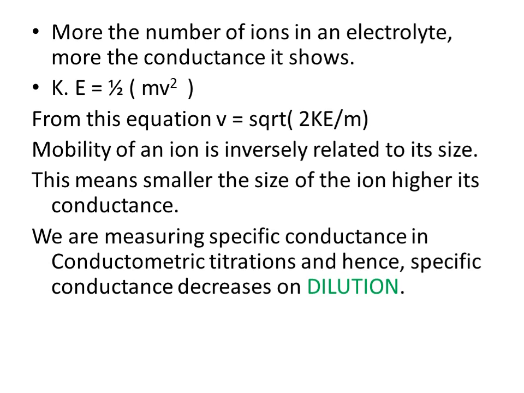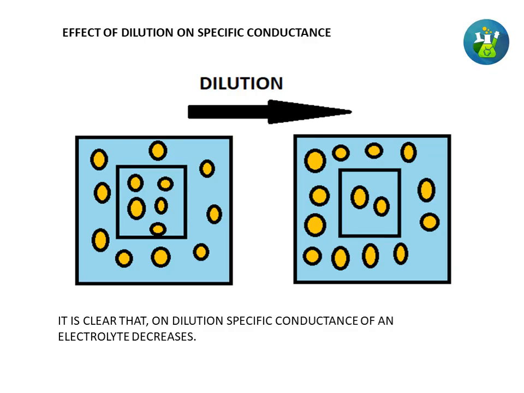Then we are measuring specific conductance in the case of conductometric titrations. Hence specific conductance decreases on dilution. To make you understand, I made a simple paint diagram. In the left hand side diagram, I have taken a big basket in which I wish to measure the number of ions present in a small volume. The small rectangular portion is the small volume, and the big square portion is the entire volume.